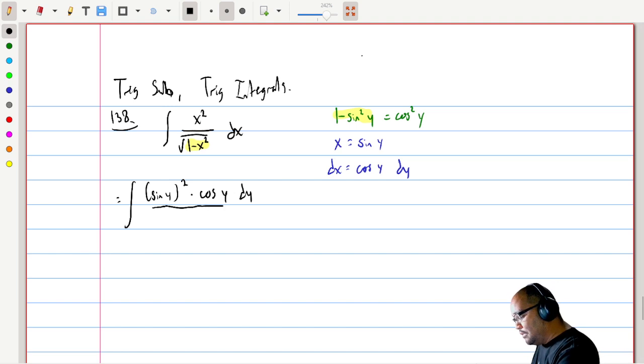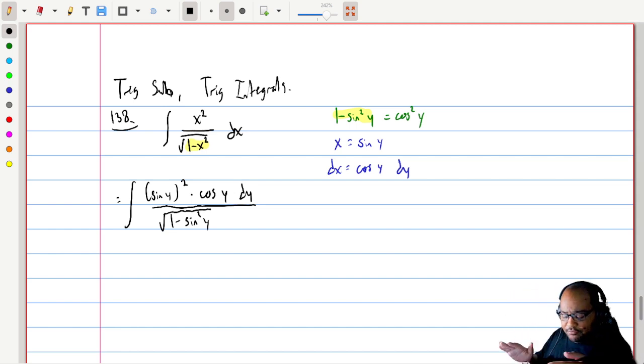And then in the denominator, we have square root of 1 minus sine squared y. Okay, now don't be thrown off if you want to use theta for the new variable. That's fine. I'm just using y because my thetas will get very sloppy once I have to write them over and over again.